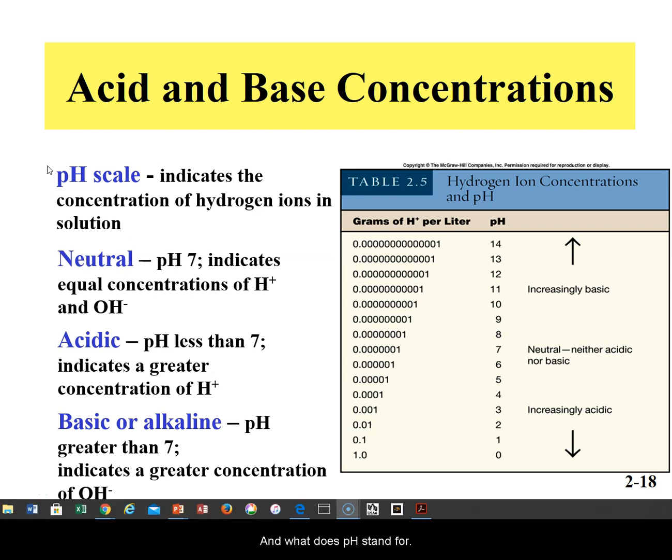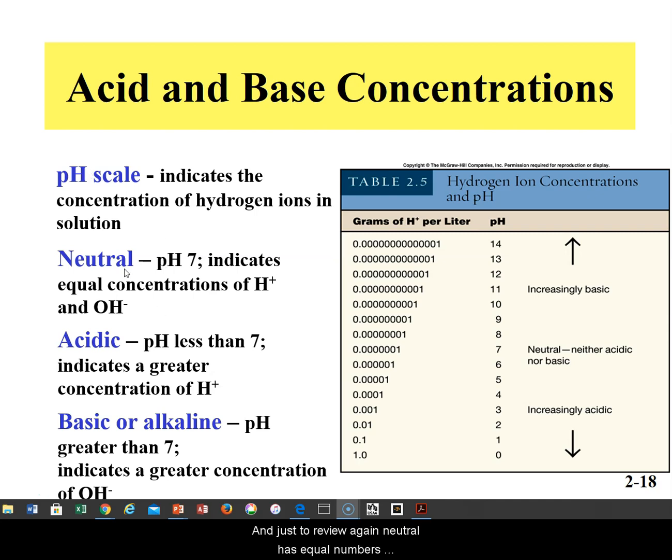And what does pH stand for? Potential hydrogen. So this is a logarithmic scale that shows us potential hydrogens. It's always written with a lowercase p and a capital H. So it's misspelled if you capitalize the p. The H is capitalized because it is the symbol for hydrogen.